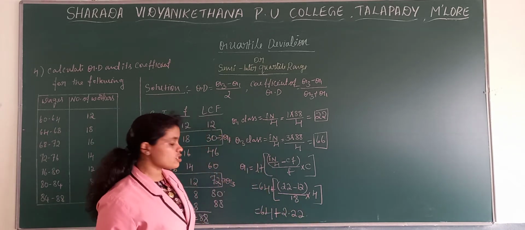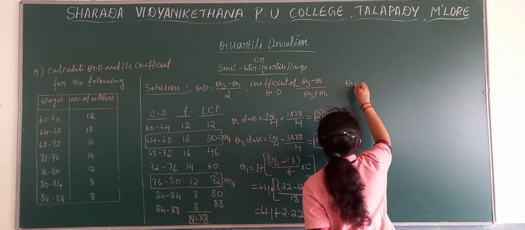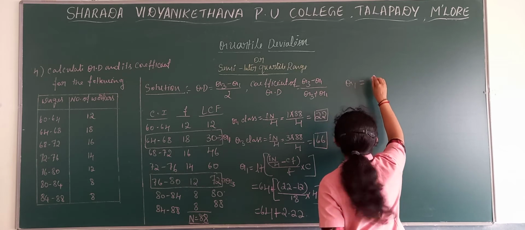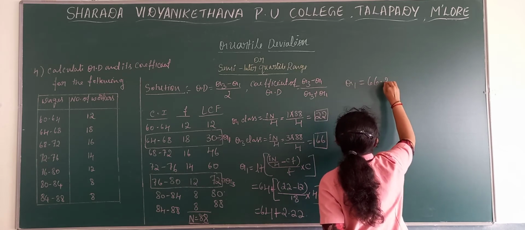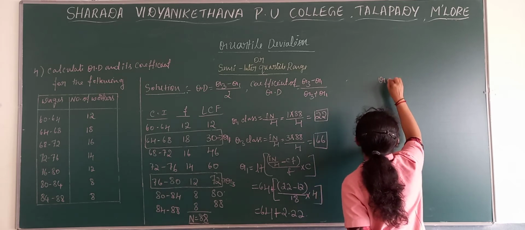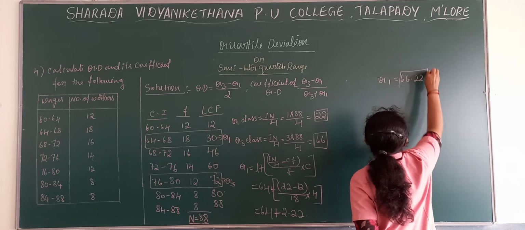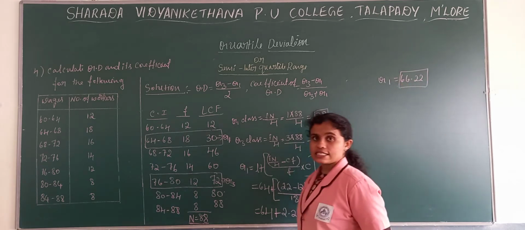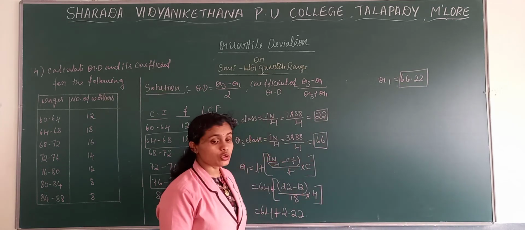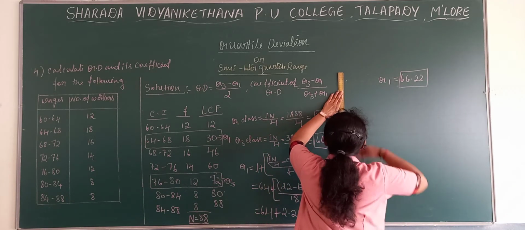So at the end, you will get your Q1 value as 66.22. So this is your Q1 value, 66.22. Next we need to find out your Q3 value.